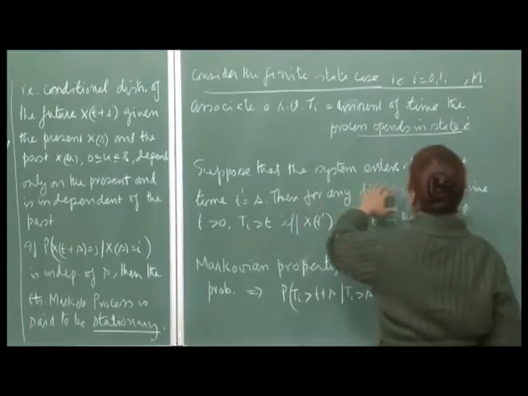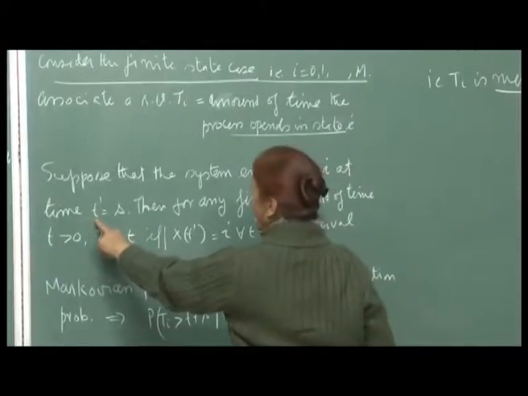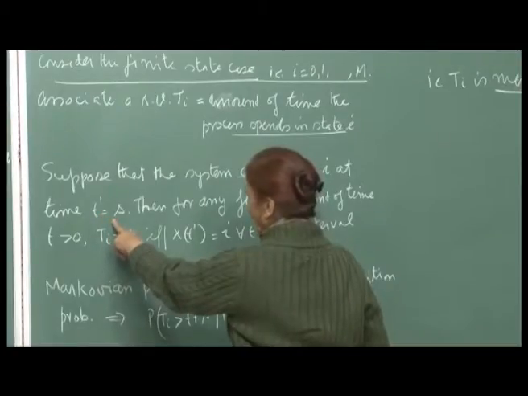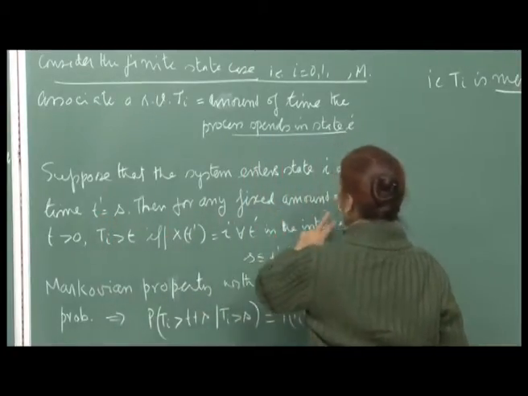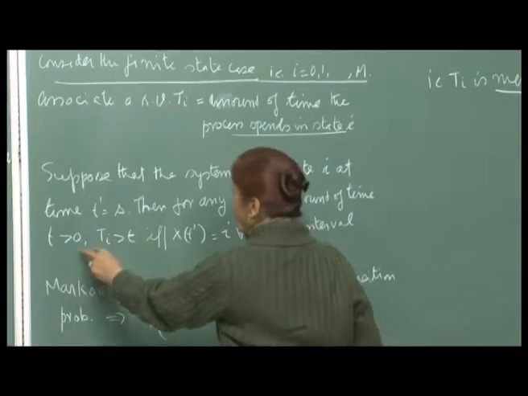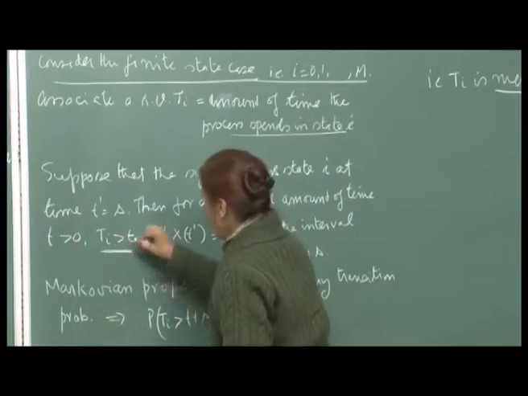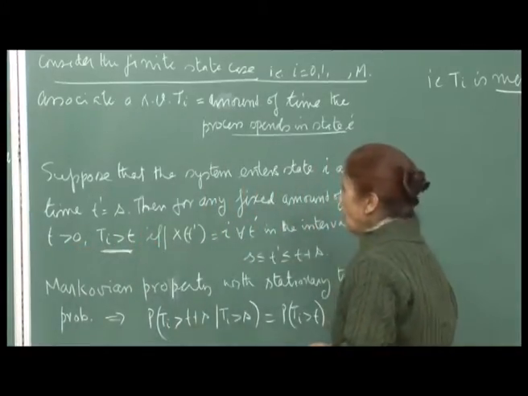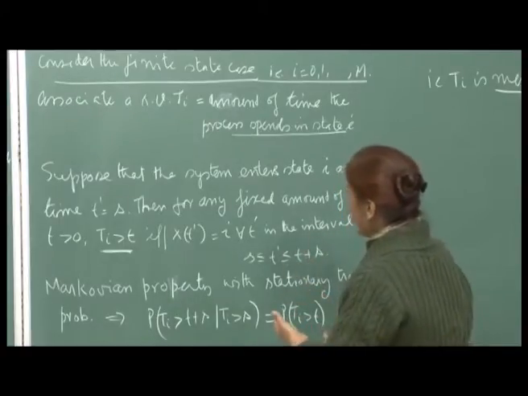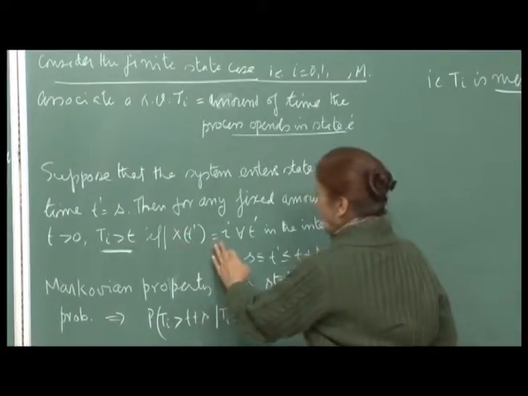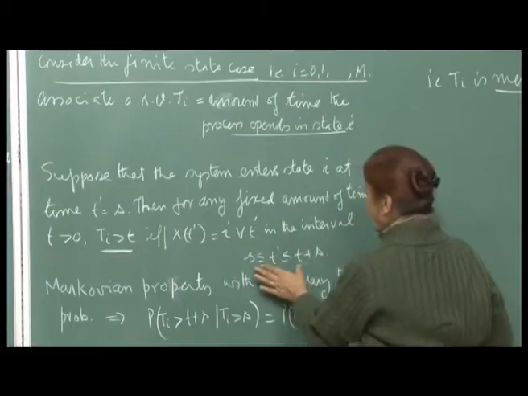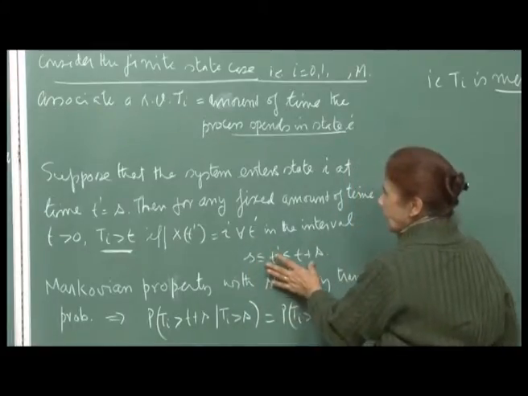Suppose the system enters state i at time t prime equal to s. Then for any fixed amount of time t greater than 0, T_i greater than t will be possible if it has been continuously in state i, that means, if X(t prime) is i for all t prime in the interval s to t+s.